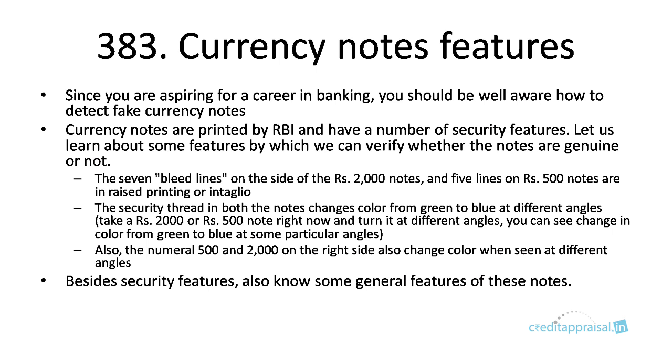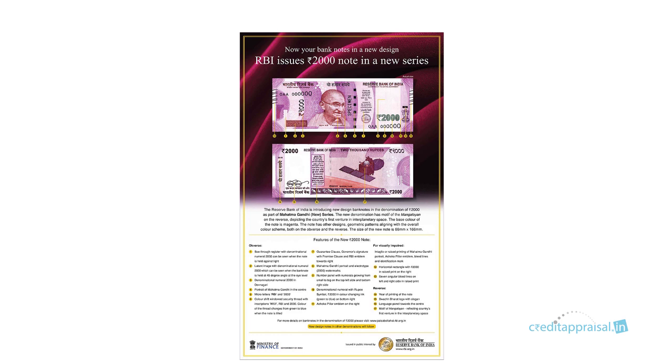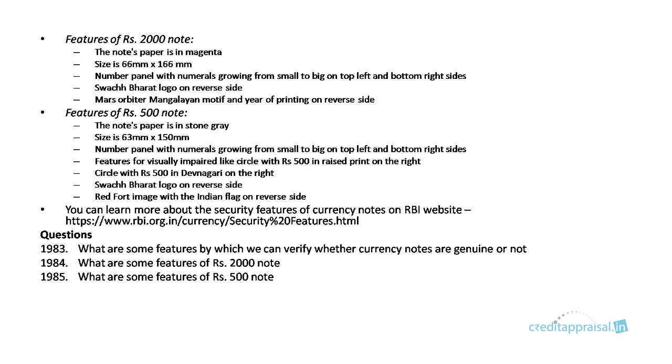Next, if you take a currency note and just change the angle, the security thread changes color from green to blue at different angles. Just take a 2000 or 500 note right now and turn it at different angles. You'll clearly see the change in color from green to blue at some particular angles. That's the security thread. So that is another feature. Also, the numerals 500 and 2000 on the right side change color when seen at different angles.